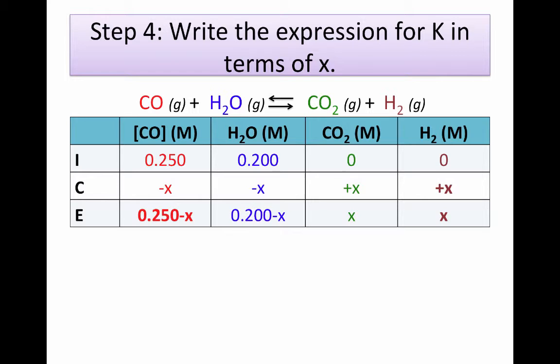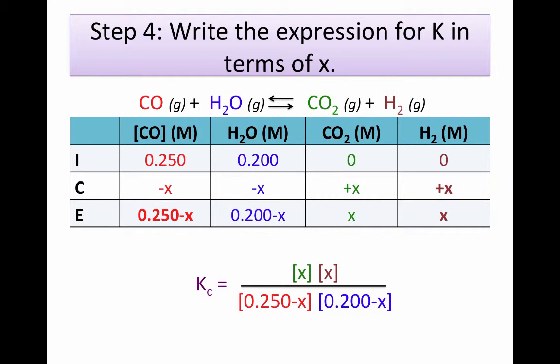So now we have our equilibrium concentrations in terms of X, and we're going to write the expression for K in terms of X. So our equilibrium constant expression is going to have our concentrations of the products on the top and our concentrations of the reactants on the bottom. You'll notice that all the coefficients are 1. They're all raised to the first power. Now let's take our equilibrium concentrations in terms of X and plug them into that expression. So this is what we get.